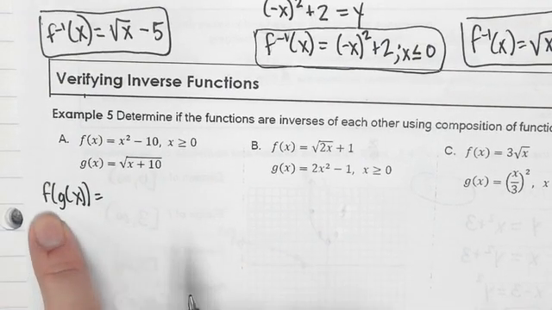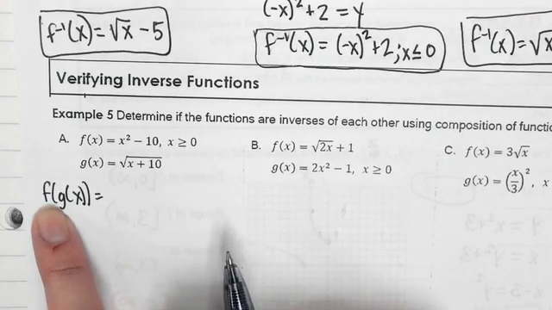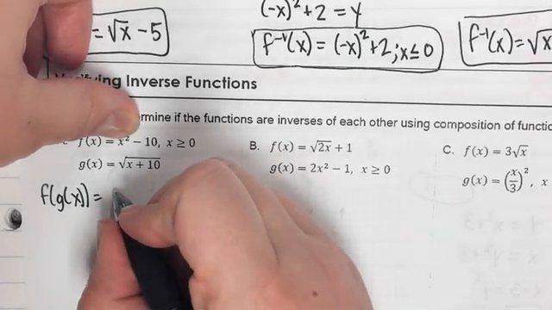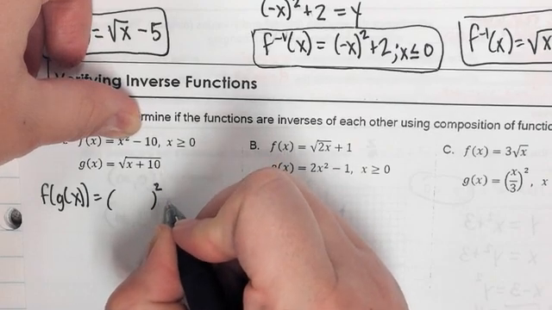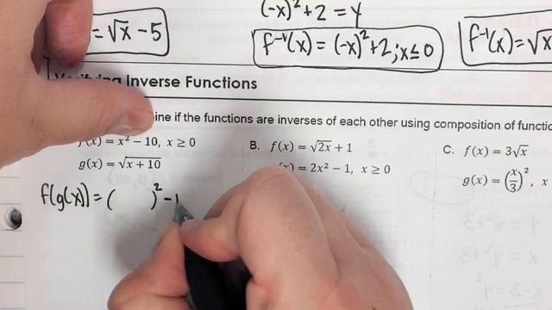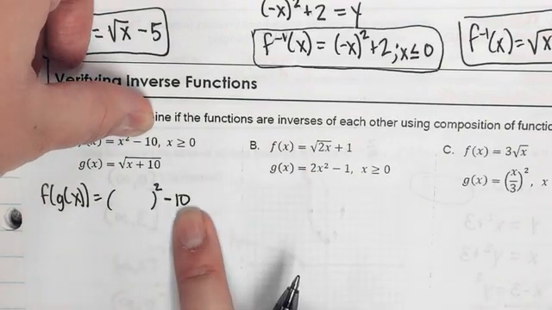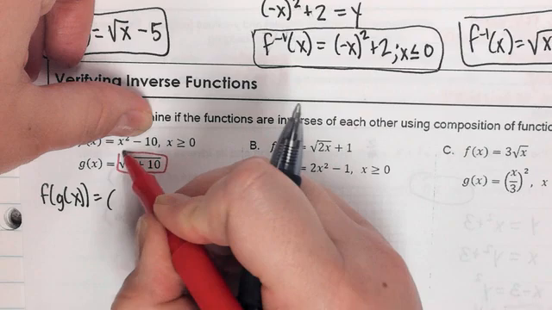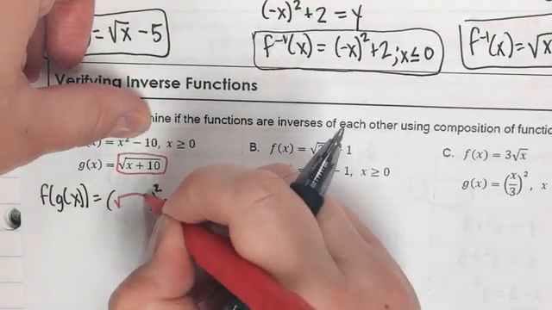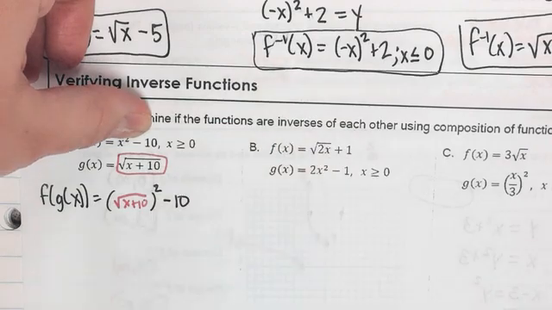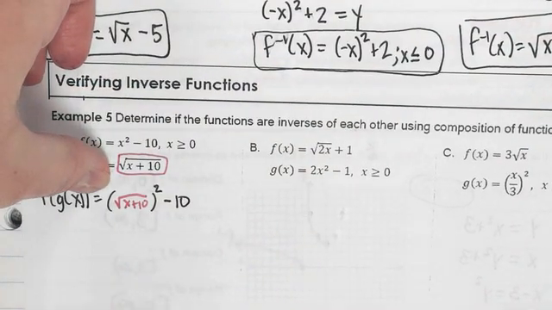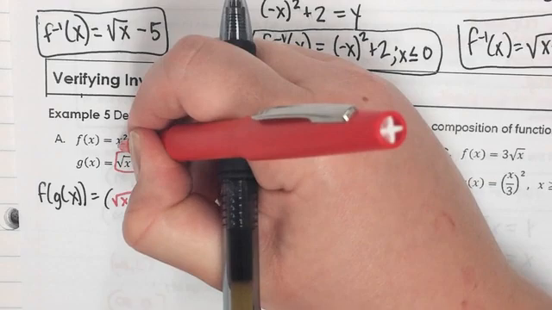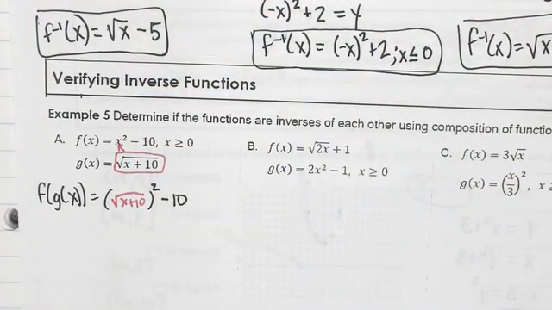Okay? So I look at my outer function, which is f. That's my shell. F is my shell. So I'm going to write function f, but when I see x, I do like big parentheses. So this will be parentheses squared minus 10. Right? All right, and then inside the parentheses goes g. So inside the parentheses goes square root x plus 10. Y'all see that? This is going as the input here. Okay?